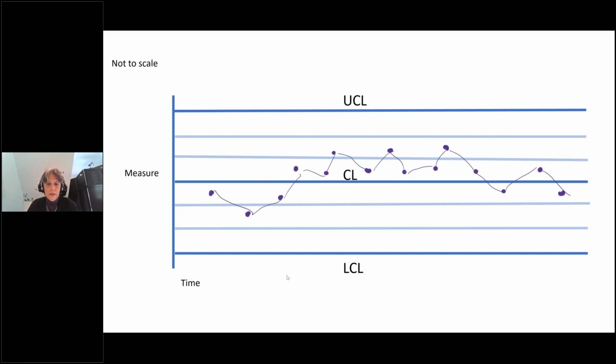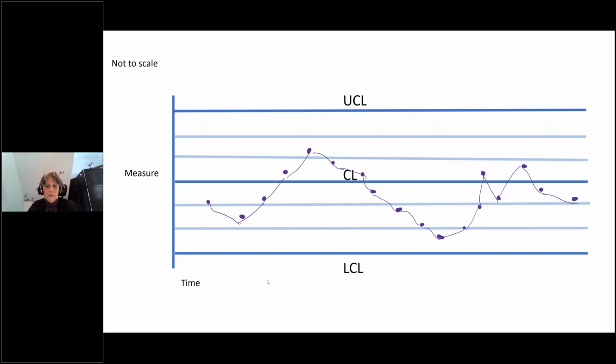Here's another pattern. In this case, there's more than 8 points on one side of the center line. That suggests special cause variation also. Something unusual is going on here. Here's another one. In this case, we have 7 or more points all heading downward, or they could all be heading upward, but 7 or more points in a row like that suggest special cause variation.